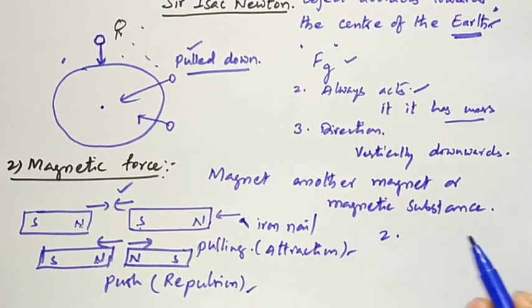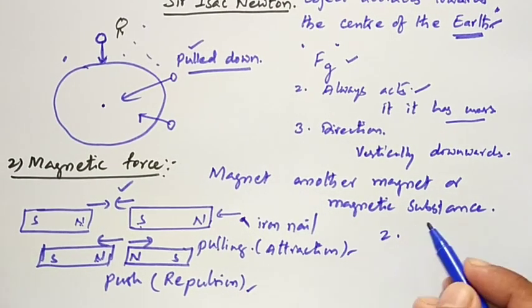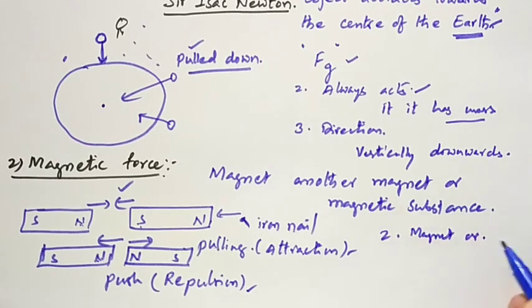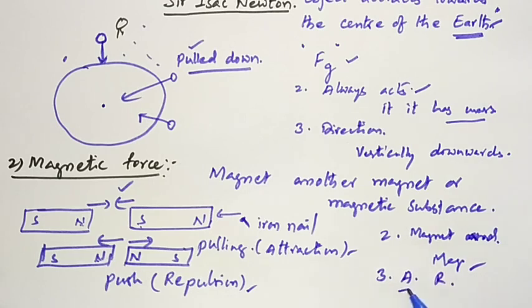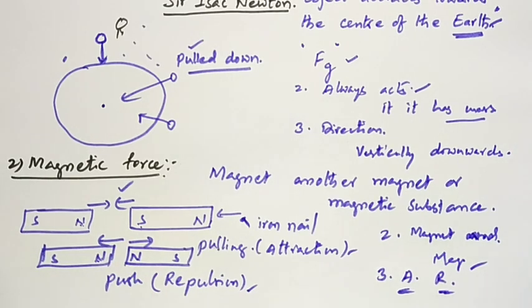Now second thing, when it acts. When there is a magnet and a magnetic substance, then magnetic force acts. Then third one is what is its direction. It can have two: one is attraction and second one is repulsion. See, this is the attraction, this is the repulsion. Clear? So this is about magnetic force.